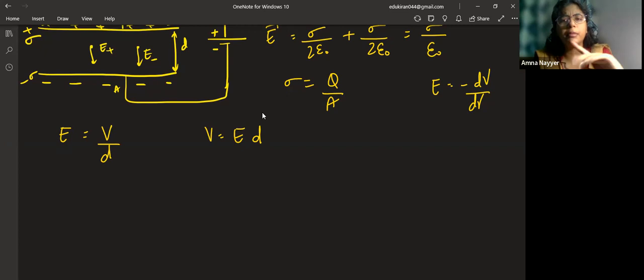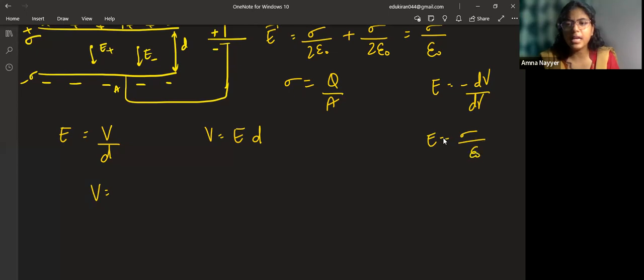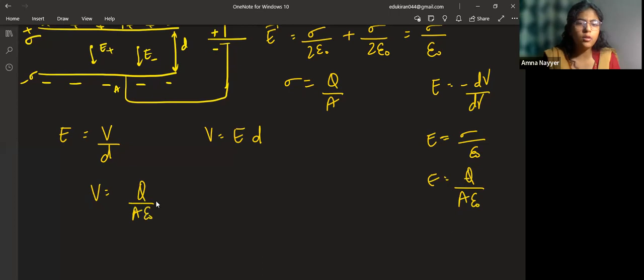I'm taking a lot of time on this first derivation because the rest of the derivations are just the exact same steps: finding electric field, finding potential, putting in capacitance. That's it. So V is equal to E D. Now, what is electric field? Electric field is sigma by epsilon naught, and sigma is charge per unit area, Q by A. So I can write electric field as Q by A epsilon naught. This is electric field into distance.